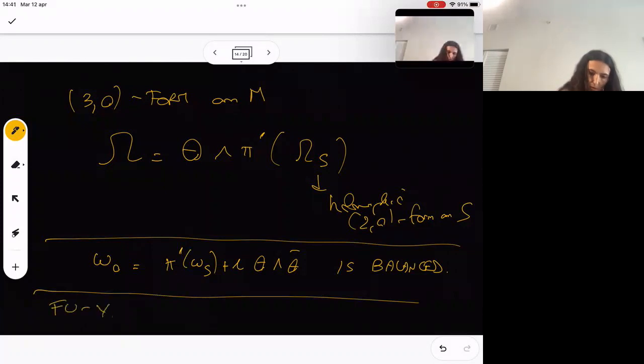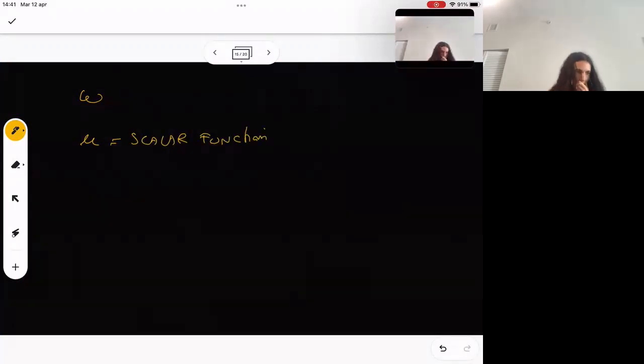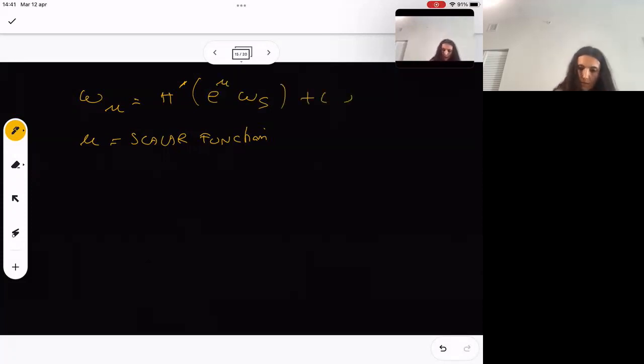So, let's see a little bit. I won't get the Fourier in a very easy way, so it's much more complicated. So Fu and Yau use essentially the following assumptions. The vertical part you don't change, and here you introduce a scalar function. So let's consider this function u. u will be a scalar function on the K3 surface. And then you consider omega u, as I said, you just consider the pullback of omega S times the exponential of u plus i theta with theta bar.